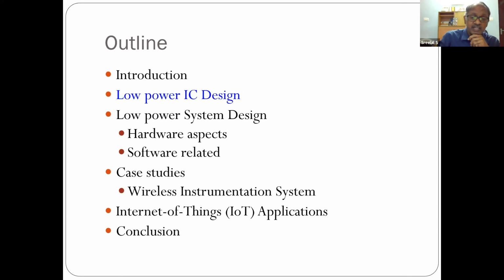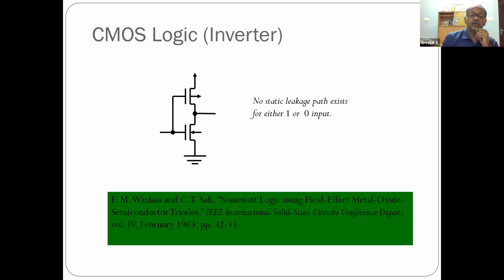Now let us see the major techniques that we can adopt for low power IC design. So this is basically the diagram of a CMOS logic inverter. Now in this, we all know that there is no static leakage when either a 1 or 0 input is present. That is, when a static input is present, one of the transistors will be off, and therefore there is no static power consumption for this.